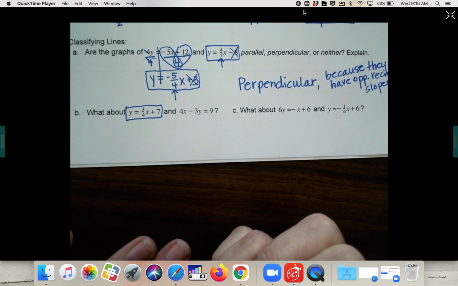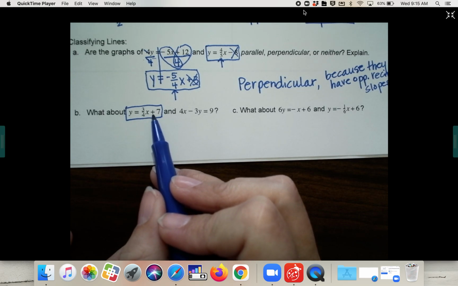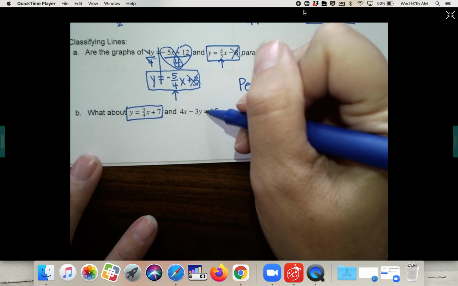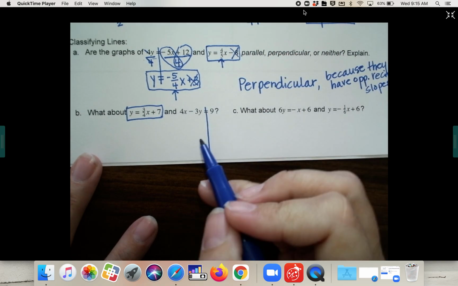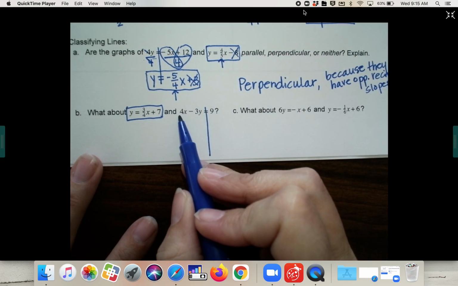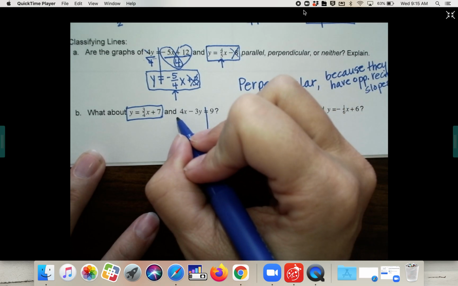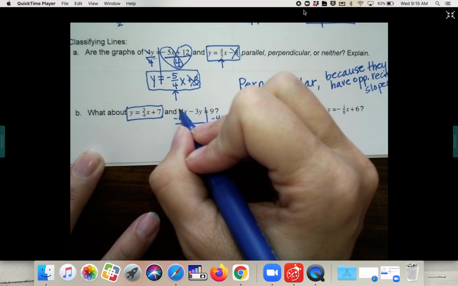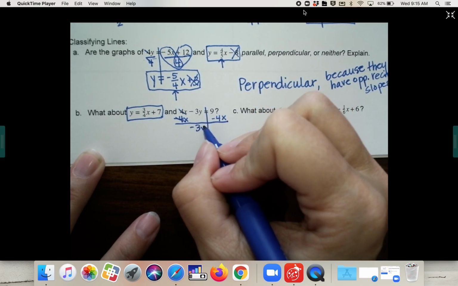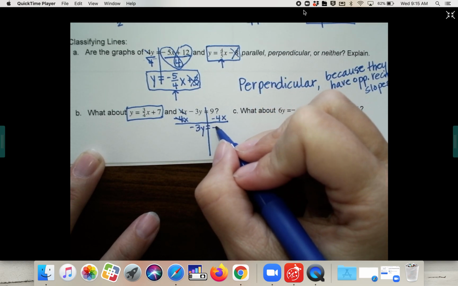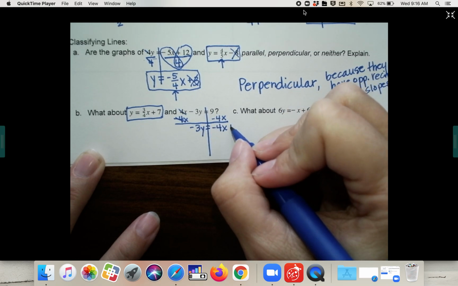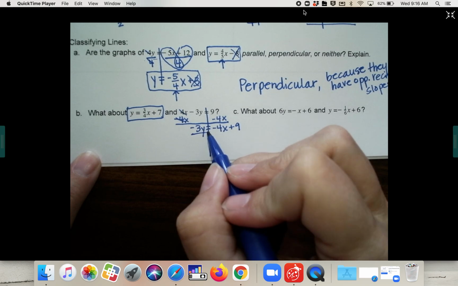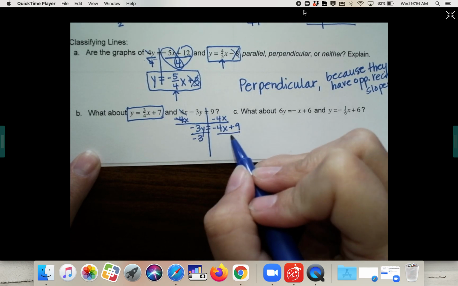It's already in slope-intercept form because y is by itself, y equals mx plus b, but this one is not. We have to get y by itself. So you're going to have to rearrange this one. To get y by itself, the first thing we want to do is subtract the 4x to the other side. Bring down your negative 3y. I'm going to put the minus 4x first and then the positive 9, so that it can be in slope-intercept form. And then we're going to divide both sides by negative 3 in our last step.